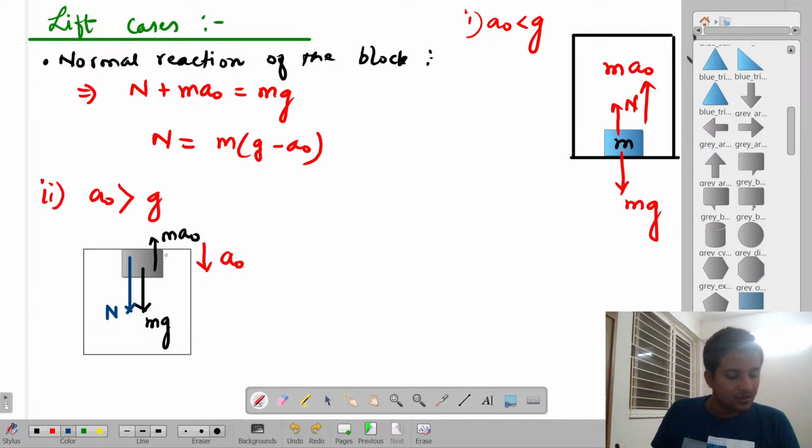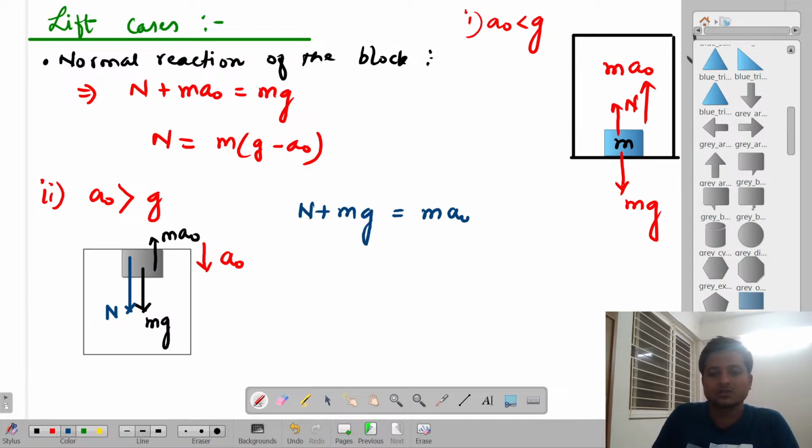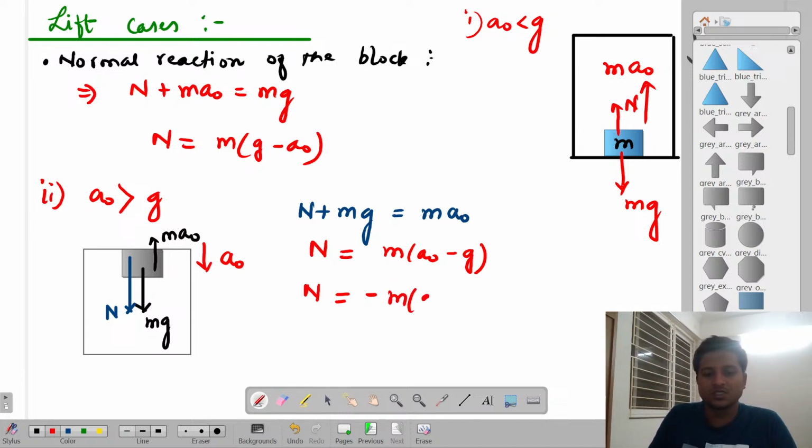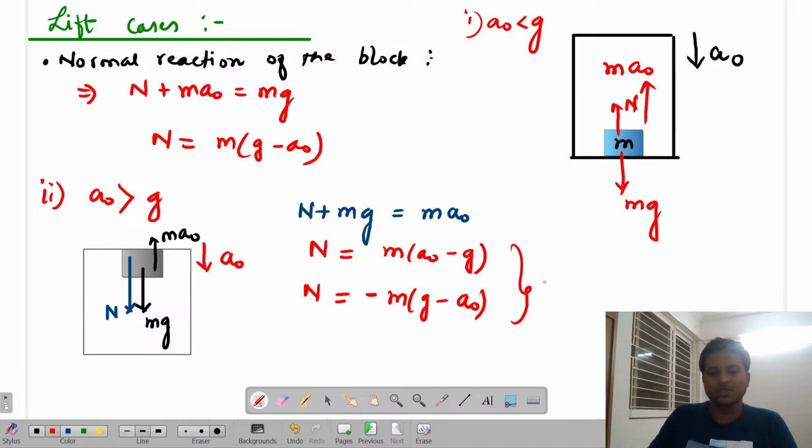So now, when it is like that, I can write the equation: N plus mg this time is equal to m a naught. So the N becomes how much? Can I write it as m times a naught minus g? I can take a negative common, and this becomes minus m times g minus a naught. So this is a negative normal. This is an example of which kind of normal?